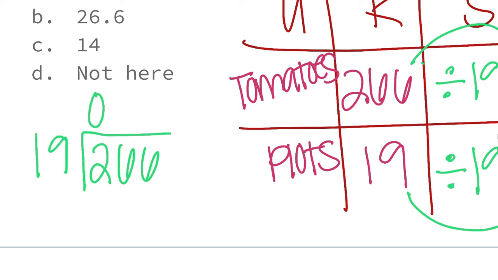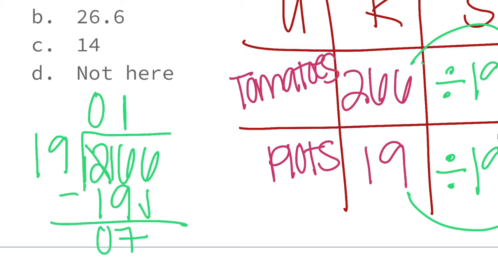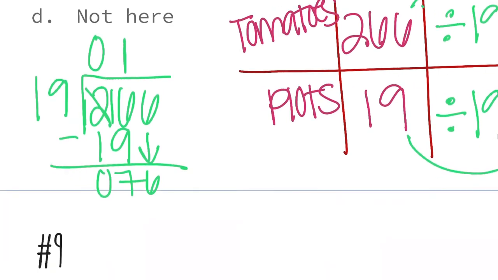I know 19 can't go into 2, but it can go into 26 one time. 1 times 19 is just 19. Gotta borrow. 16 minus 9 is 7. 1 minus 1 is 0. Bring it down. And then I've got to do 19 can go into 76. If I've rounded it to 20, I know that 20 can go into 76, 20, 40, 60, 3 times. So I'm going to guess about 3 times. Okay. 19 times 3 is 57. Got to borrow. 16 minus 7 is 9. 6 minus 5 is 1.